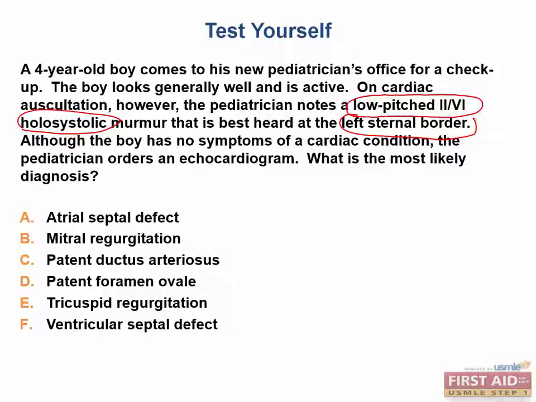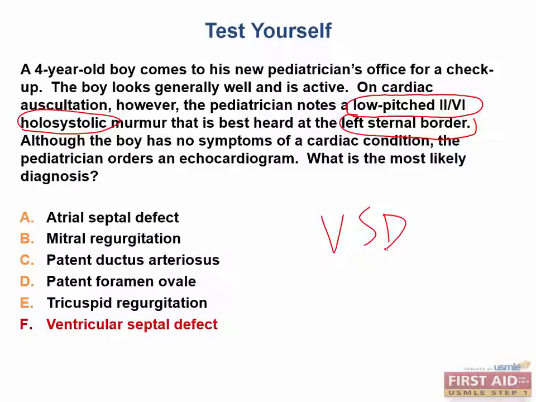This is how test question writers are going to combine physiology and embryology. We need to know our murmurs backwards and forwards, including ones due to abnormalities in development. This kid is well and active. The combination of being well and active with a murmur that is best heard at the left sternal border during all of systole, aka holosystolic, should be making you think about a VSD.